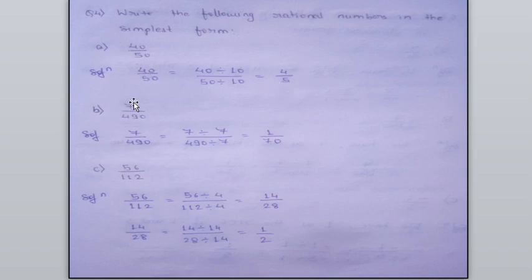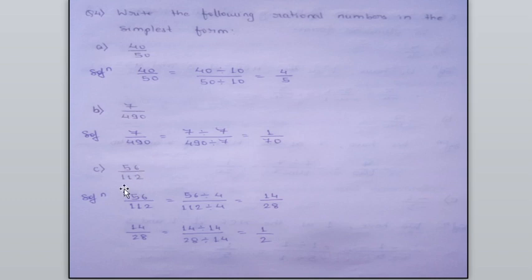The next is given 7 divided by 490. So here 7 divided by 490 is equal to, now 7 is divisible by 7 and 490 is also divisible by 7. So the highest common factor which is divisible by both this numerator and the denominator is 7. So we are going to divide both numerator and the denominator by 7. So here 7 divided by 7 over 490 divided by 7, which is equal to 1 divided by 70.